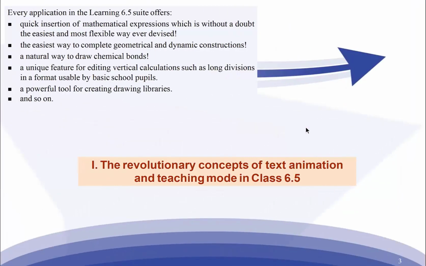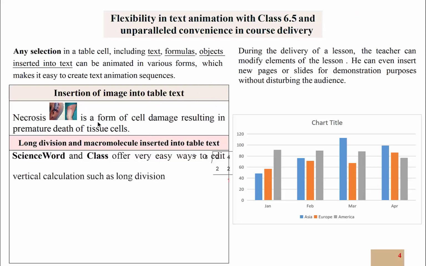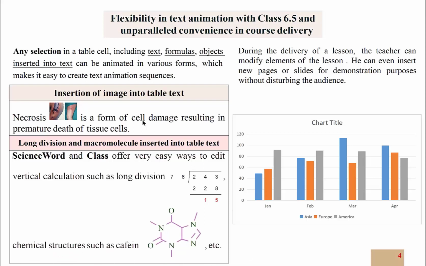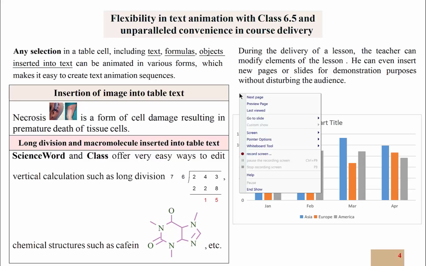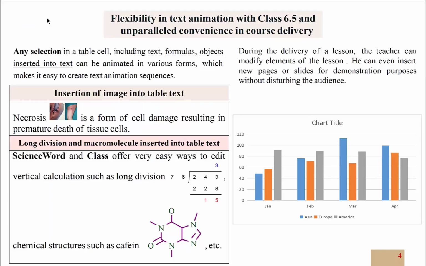Alright, let's move on and see this revolutionary concept of text animation and teaching mode in class 6.5. Here, you will notice that it's even possible to animate text in a table and even insert objects into the table. You can see there is no limitation to what you can do with class 6.5 when it comes to presentation. Okay, so now let's end this show and move straight to teaching mode, where we are going to see another powerful feature of class 6.5 when it comes to presentation.